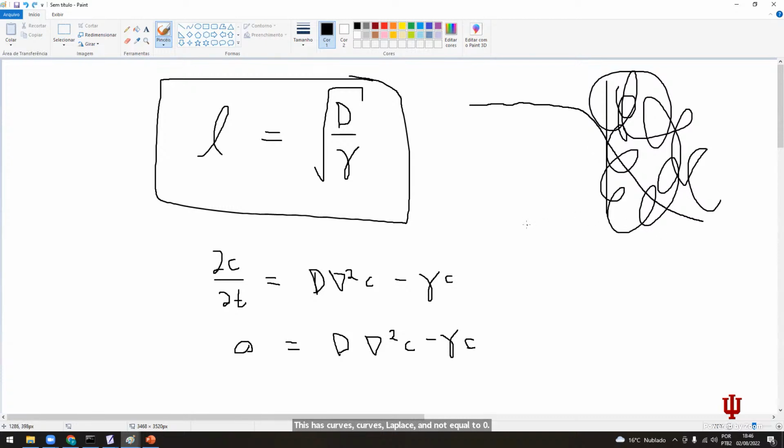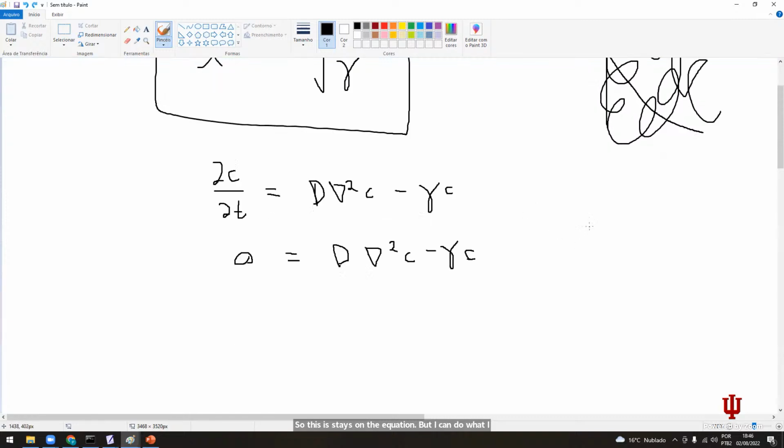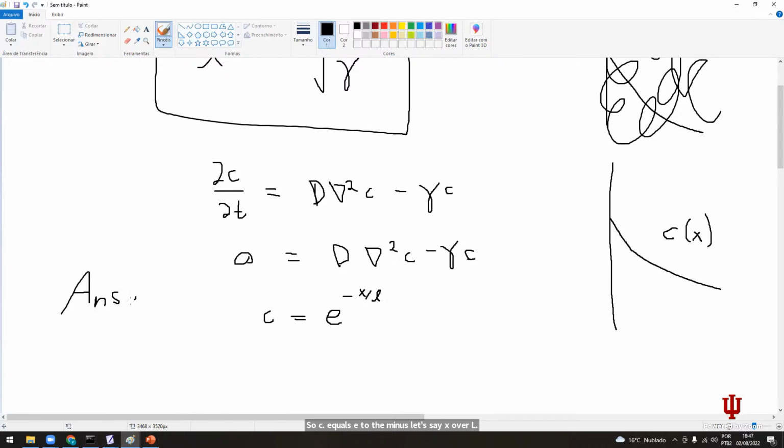But what I can do is model a simple case again. Let's say I have an interface and I know that the profile of my concentration field is an exponential. So I will suppose that my solution is an exponential. So C equals e to the minus, let's say, x over L. I will suppose this. This is an ansatz, which is a good guess for the solution.